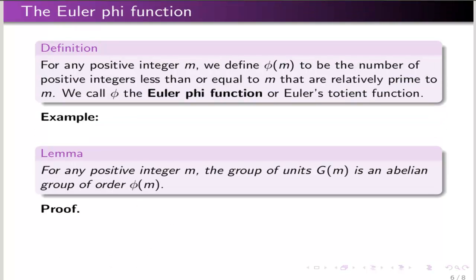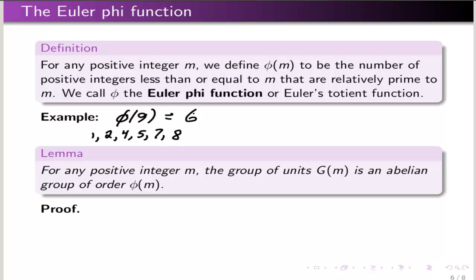Okay, now let's introduce the Euler phi-function. For any positive integer m, the Euler phi-function is just the number of positive integers less than or equal to m that are relatively prime to m. It's also called Euler's totient function. If I want to look at phi of 9, for instance, I just write down all of the numbers from 1 to 9 that are relatively prime. We've got to skip 3, so 1, 2, 4, 5, skip 6, 7, and 8. So there are 6 numbers relatively prime. So phi of 9 is 6.